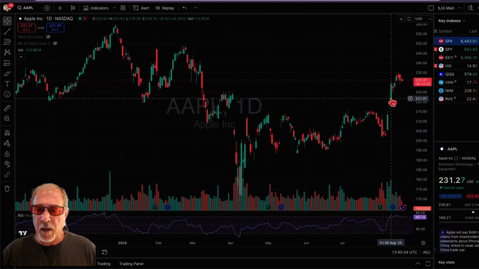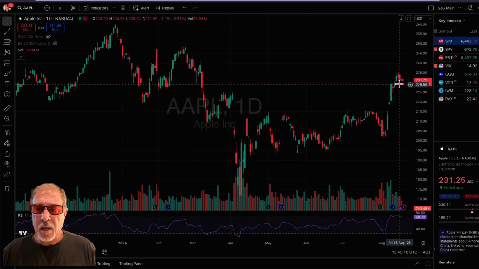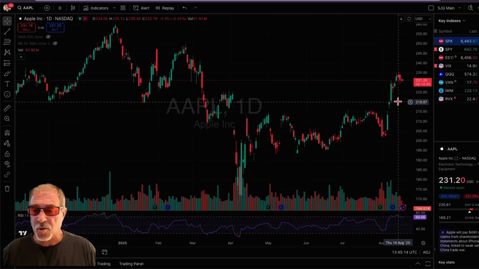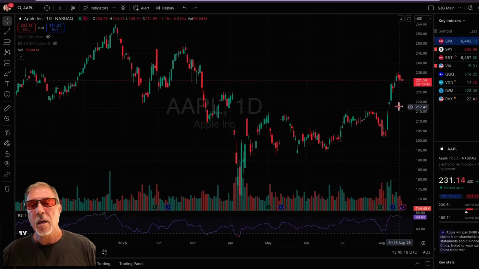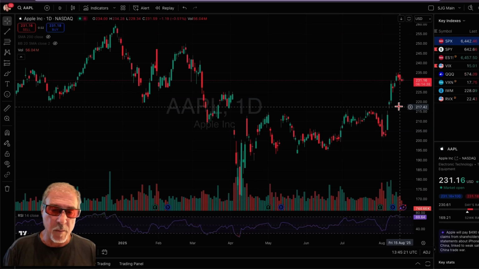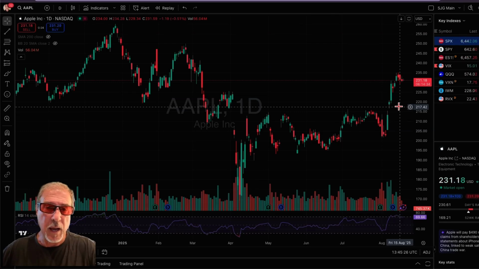It did have a huge run up over a couple days here, and I think it's probably a little bit tired at this point. And I'm thinking that it might get a little bit of a back off, maybe back down to around this 220, 216 area, somewhere in there. So if I have that premise, how might I consider trading something like this with options?